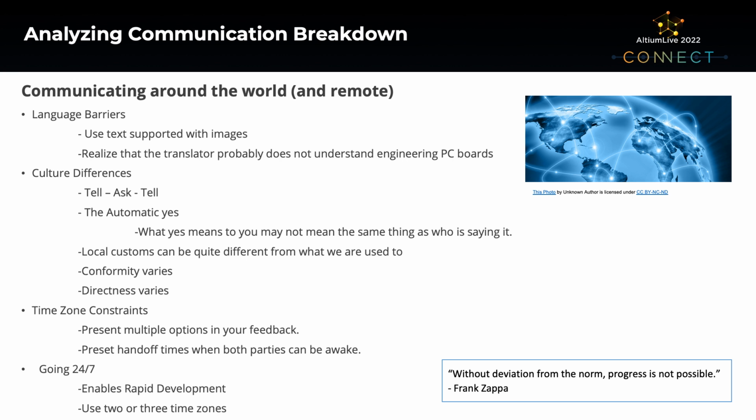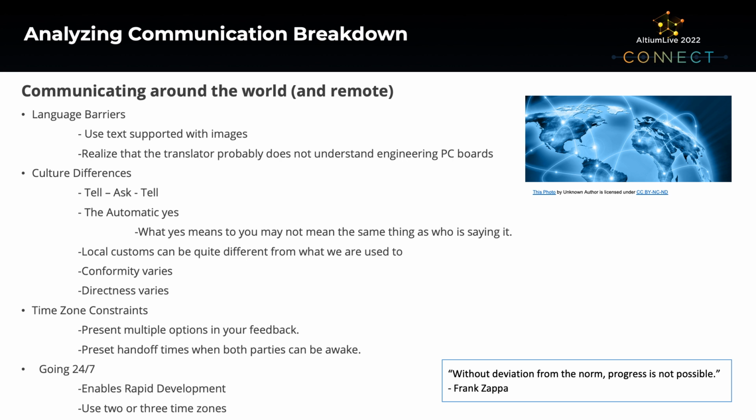And then there's time zone constraints. We want to present multiple options in our feedback. If we make a request and there's a time zone involved, and we know there might be 2 or 3 different options, sometimes it's going to save us time if we can present the 2 or 3 options in our request and say, if you do this, I'd like to know this or that. Sometimes that can save a day in communications, and that's going to finish the project faster. And it helps if we can preset our handoff times when both parties are awake if we're dealing with time zone constraints.